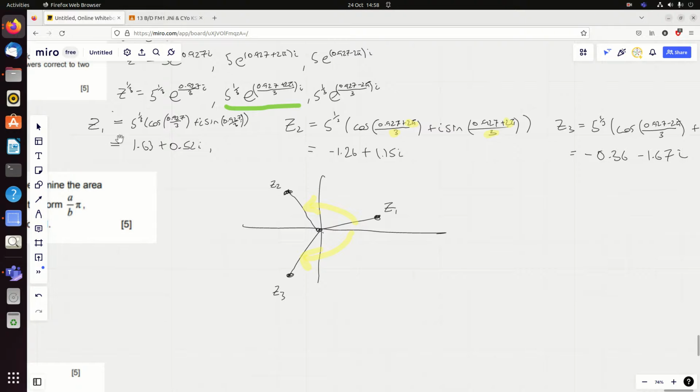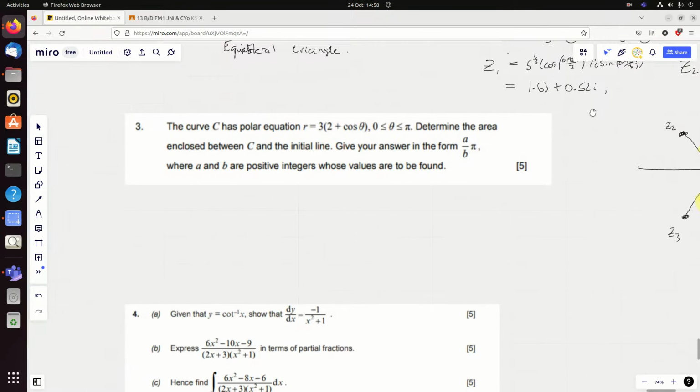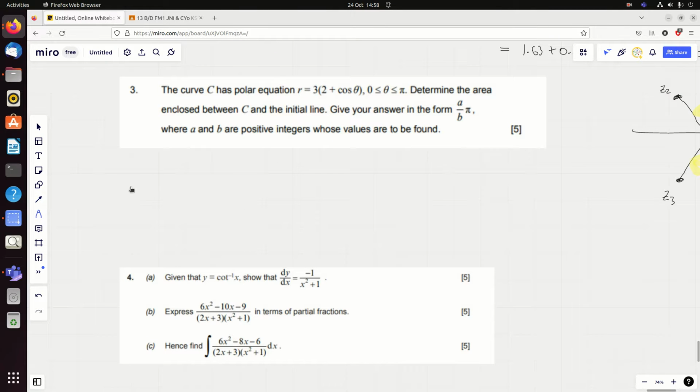Okay, so that was the first question. Not too bad, really. Next question. I don't think this one's too bad either. So we've got a polar equation. Let's just try sketching this polar equation first. When theta is 0, on the initial line, you'll notice that cos of 0 is 1, so you get 2 plus 1, 3. 3 times 3 is 9.